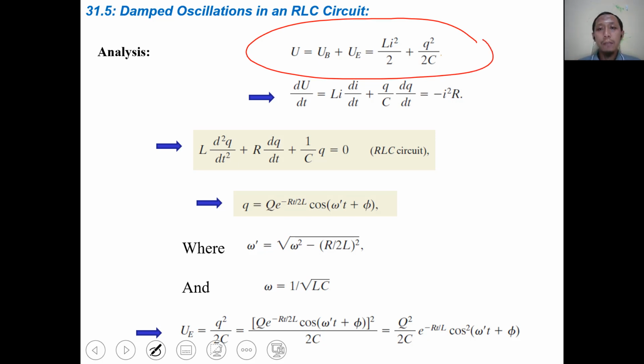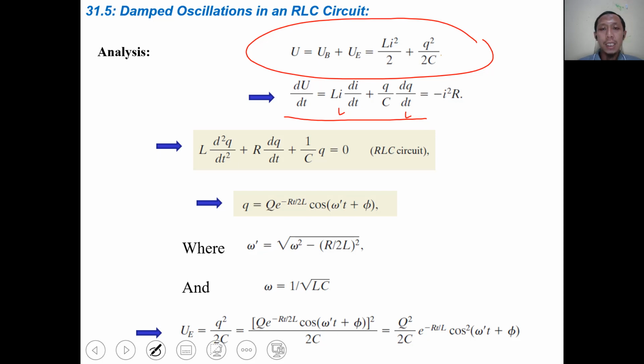So if we put the resistor in series with the LC circuit, we can get this: L di/dt plus q/C dq/dt is equal to minus i squared R.